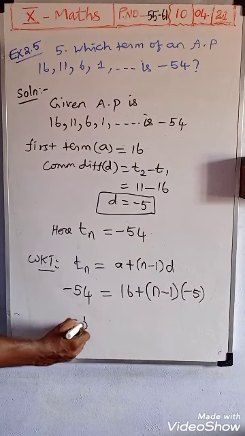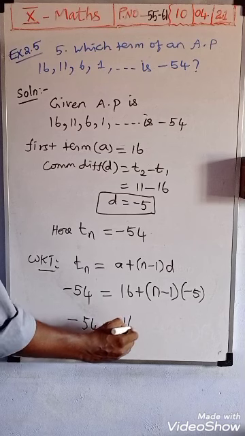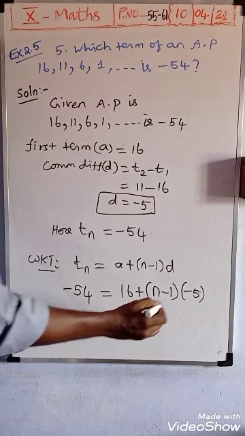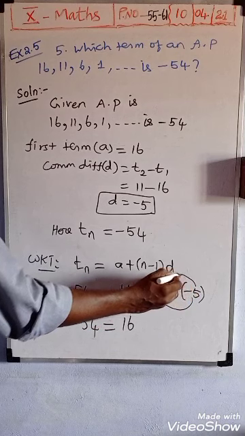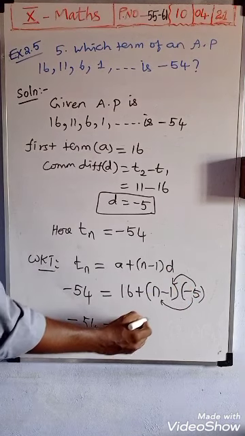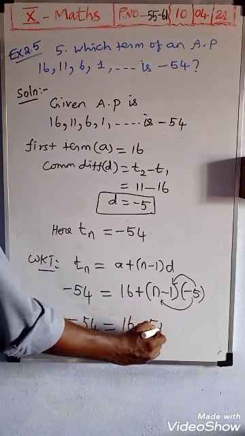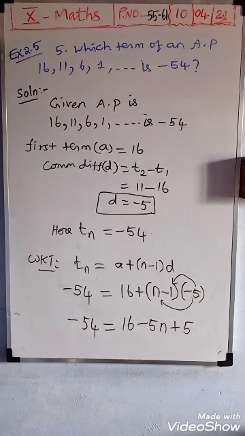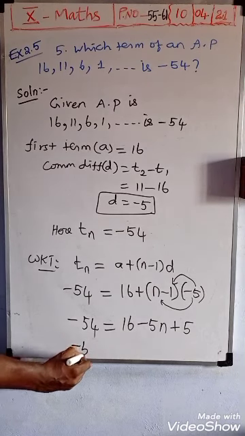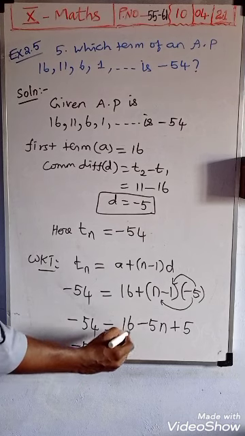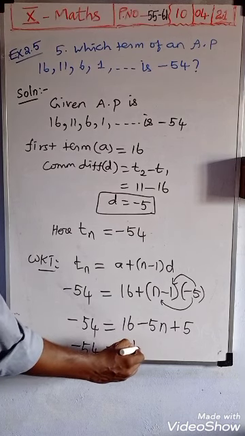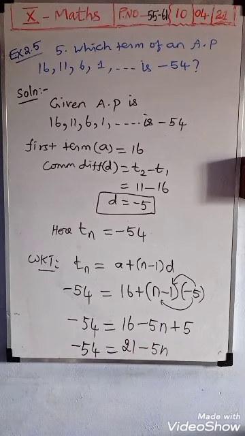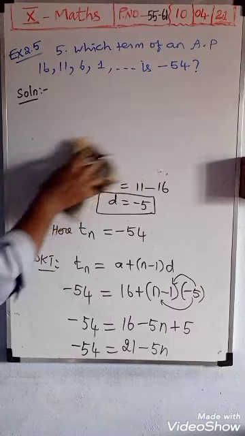Next step, minus 54 is equal to 16. Now this minus 5 is common for both n and 1. So multiply, minus 5 into n, minus 5n. Next minus into minus, plus 5. 1 into 5, 5, so plus 5. Now minus 54 is equal to 16 plus 5, you should add, means 21 minus 5n. Next step, you should simplify this, you will receive the answer.